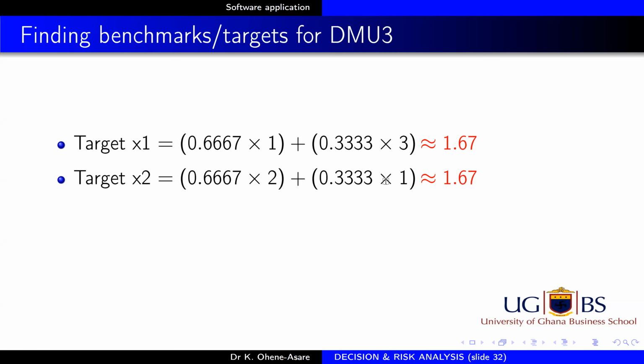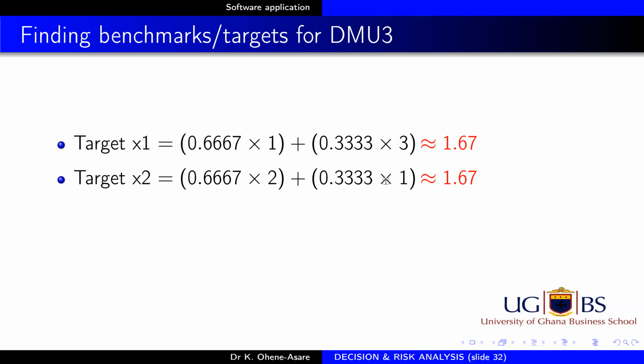So you can use the lambdas in R together with the inputs of that peer, or the outputs of that peer if it is output you are dealing with, to find that target input. If it was output orientation, to find that target output.